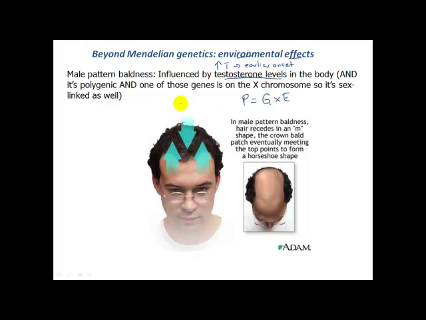Now, the other cool thing about this, and this is something that wasn't known until fairly recently, is that this is not a single gene trait. There are actually multiple genes that have been identified that influence the onset of male pattern baldness, and one of those genes is on the X chromosome, so it's sex-linked as well. So this is one of the most complex traits that we could imagine. It is polygenic, multiple genes. One of them is X-linked, so we've got X-linked expression as well, and it's environmentally influenced.